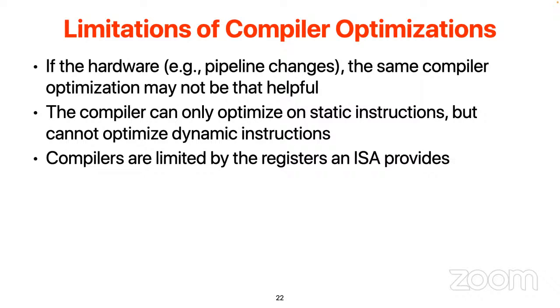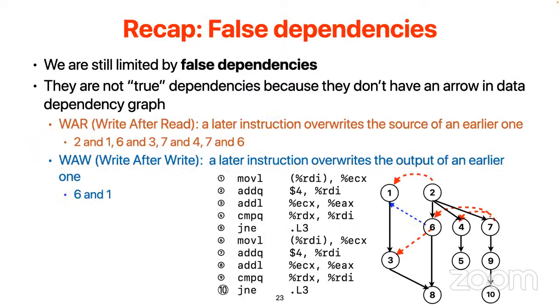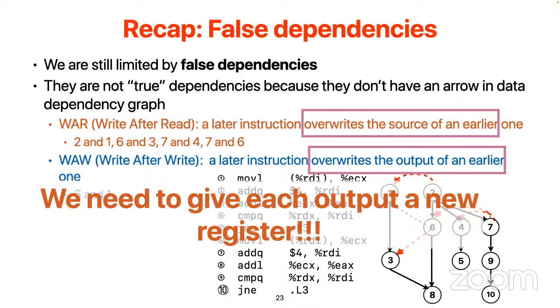So the compiler has that many limitations. It turns out we have to use hardware to best utilize the available functional units we have. If we want to eliminate the false dependency, we have to have a hardware mechanism that allows us to give each output a new register so that we can eliminate all false dependencies, right? Because the main reason why we have false dependency is because we have to override a register, because we have to reclaim those registers so that we can store new outputs, right?